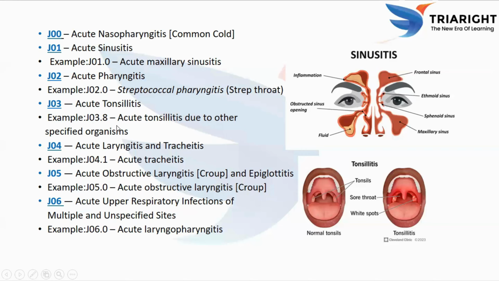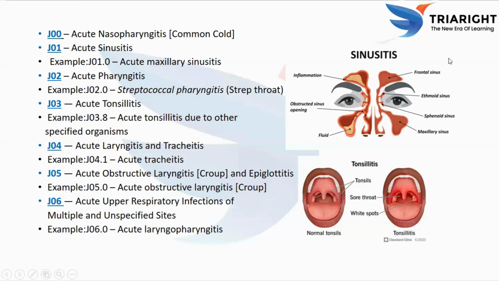For example, J03.8. Then J04 is for acute laryngitis and tracheitis: infection of the larynx is acute laryngitis and infection of the trachea is tracheitis. You can experience symptoms like hoarseness, loss of voice, cough, and throat pain. J05 is for acute obstructive laryngitis and J06 for acute upper respiratory infections of multiple and unspecified sites. These are used when infection affects more than one part of the respiratory tract, like both throat and sinuses or lungs or alveoli.